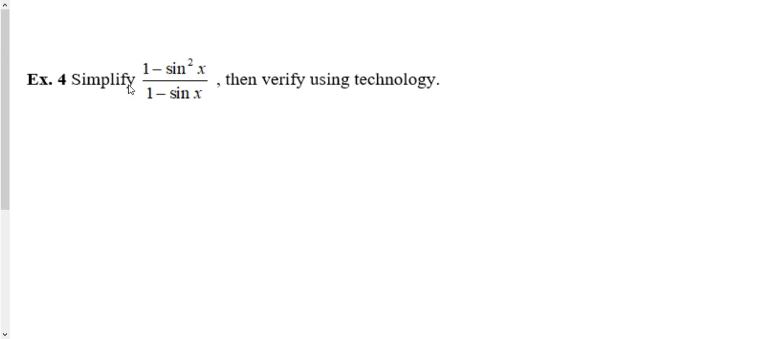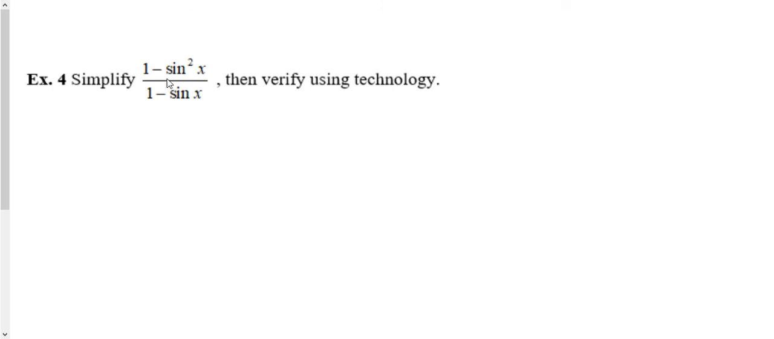In this example here, we have simplify 1 minus sine squared x divided by 1 minus sine x. Once we have our answer, we verify using technology ultimately. So we want y1, y2 in this case. So what do we want to do? We want to simplify this somehow.